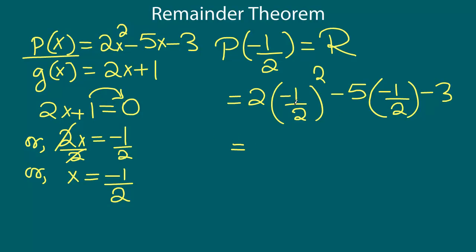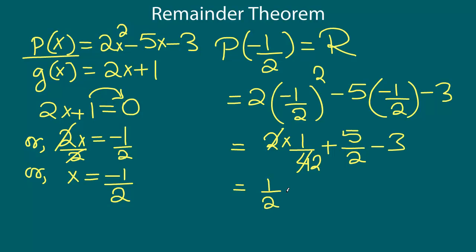So here minus 1 by 2 times minus 1 by 2 is 1 by 4. So we have 2 times 1 by 4. And here we have minus times minus will be plus. 5 ones are 5, so we'll have 5 by 2 minus 3. Now here these two will cancel out, so 2 1s are 2, 2 2s are 4, so we'll have 1 by 2 plus 5 by 2 minus 3.